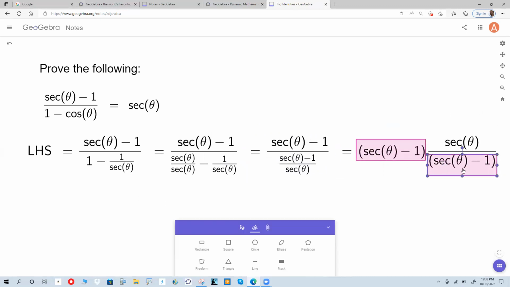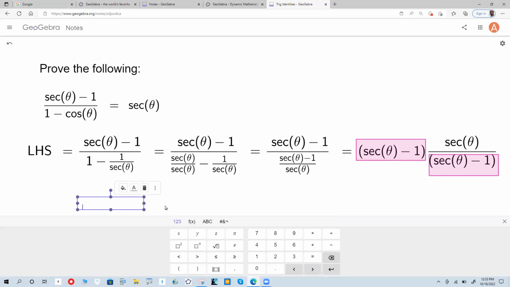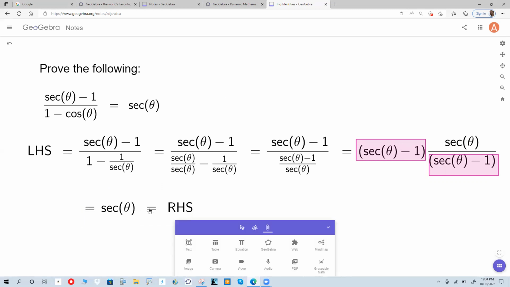All right. Now, once I cancel, what am I left with? I am left with secant theta. And guess what? That's what I was looking for. So I'm going to use this space. And that's equal to the right-hand side. So I worked on the left-hand side and changed it to what I have on the right-hand side. So I just proved that trig identity.